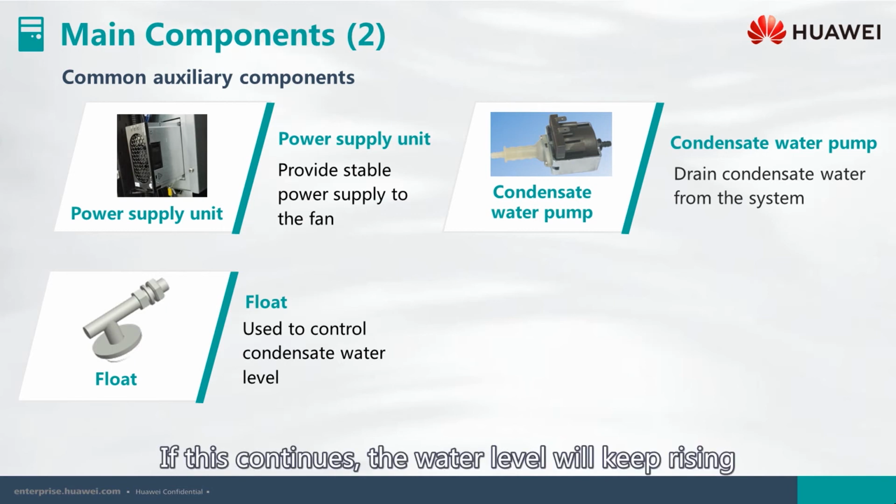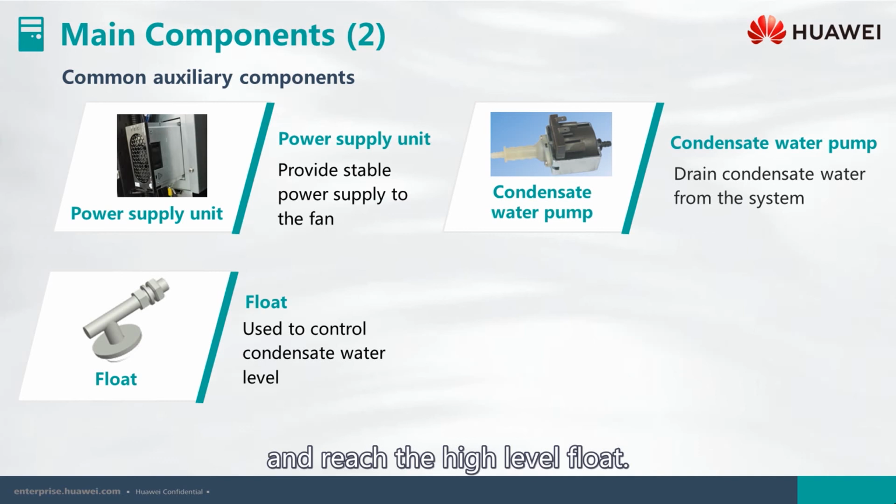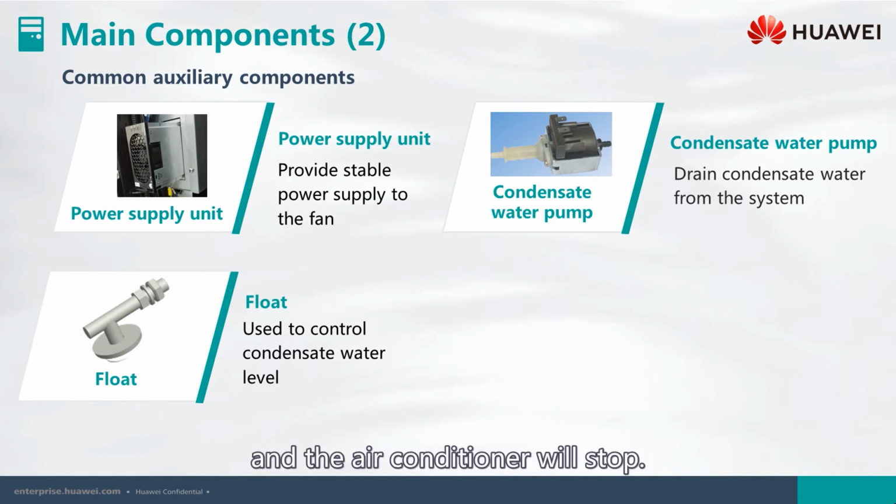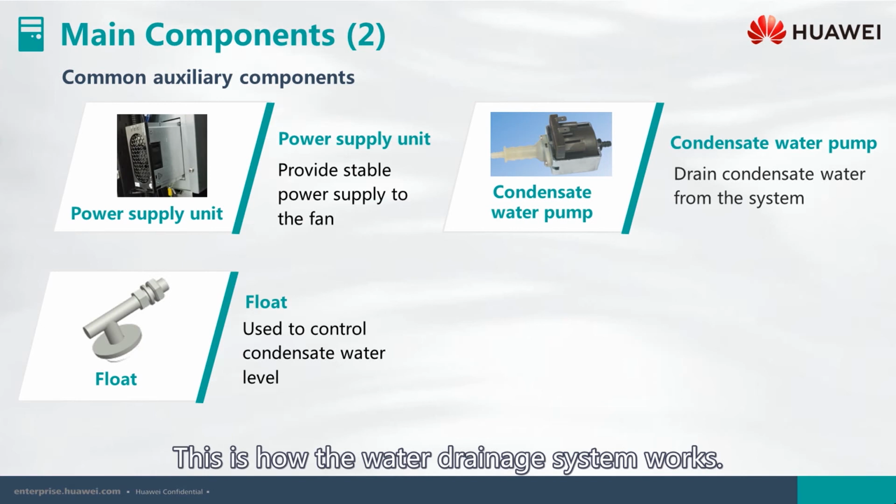If this continues, the water level will keep rising and reach the high-level float. Then, the air conditioner will emit a full water system fault alarm, and the air conditioner will stop. This is how the water drainage system works.